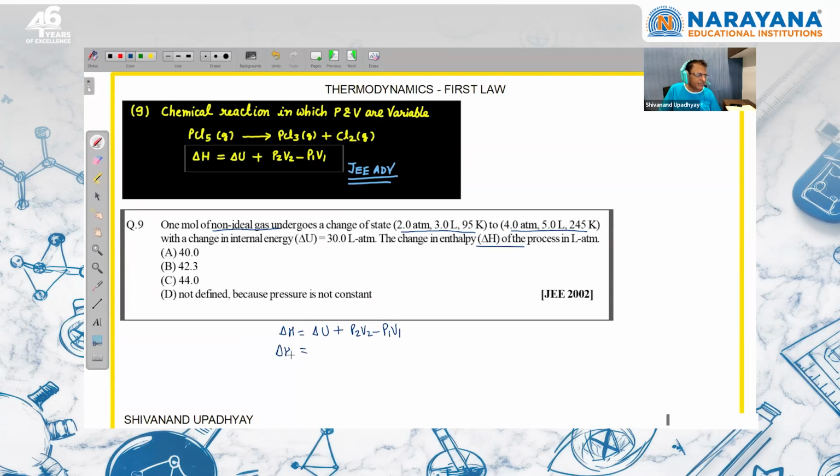And we can write that delta H, delta U is given. This is a very simple question. P2 V2, फाइनल प्रेशर एंड वॉल्यूम का मल्टीप्लीकेशन जो है वो 20 है, इनिशियल प्रेशर एंड वॉल्यूम का मल्टीप्लीकेशन जो है that will be 6. You can simplify, so this is 44. All of you know about that, but read the question carefully.